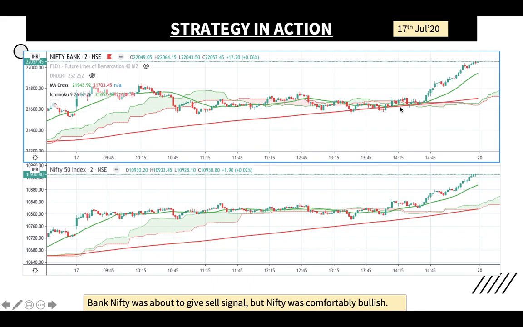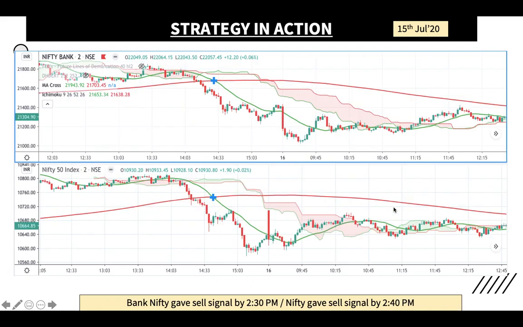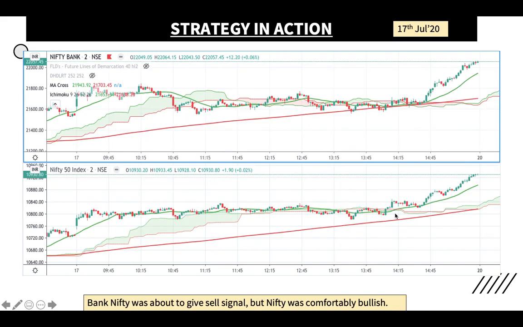Next, another example, yesterday's, this Friday. See, here we are about to get a sell signal in Bank Nifty, but we did not get a sell signal. It came here, touched and went, it just moved up, because we did not get what I mentioned: both should give a sell signal or a buy signal. Here we did not get any sell signal. Even if we got a sell signal here, Nifty should have come down, then only is it a sell signal.